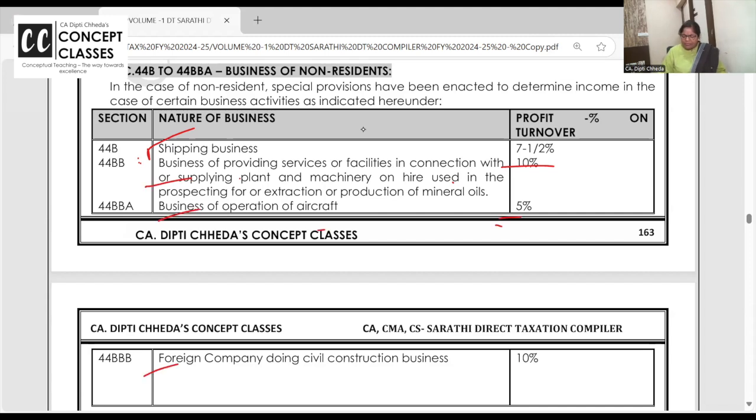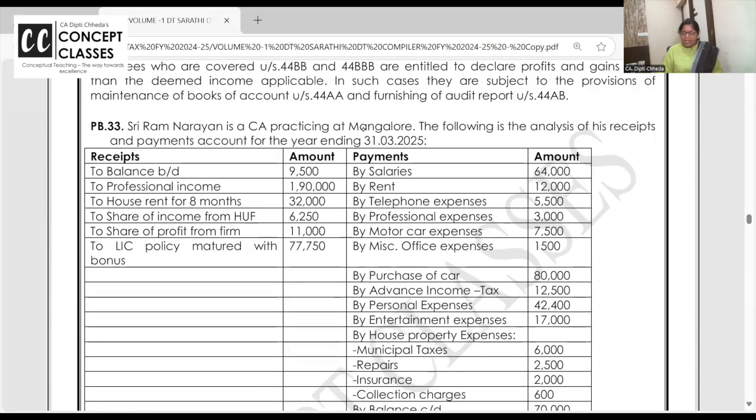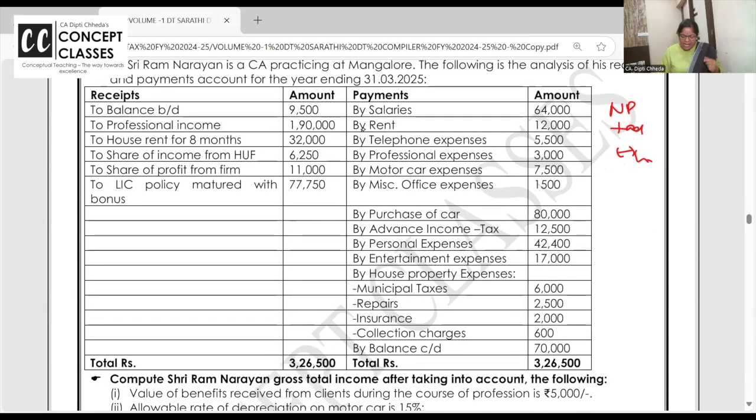This is not there for the CA. CMA में भी सिर्फ बस प्रिंट कर दिए. ये देखो बहुत अच्छा क्वेश्चन है. Instead of net profit, add and less, they have given receipt and payment, and they have asked you to compute income. It's easy. Just take professional income. Just take all professional expenses.